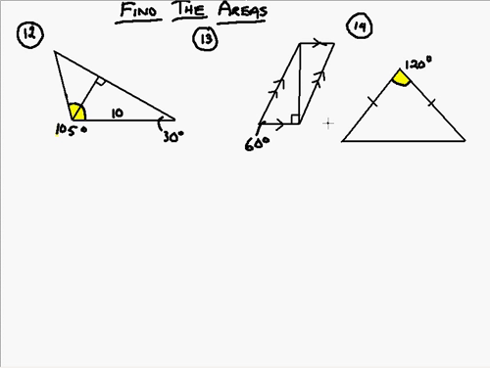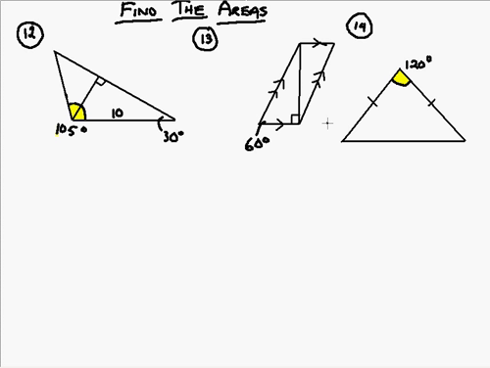The last three problems, we're supposed to find the areas of the figures. In each case, we'll be using the information that we know about 30-60-90 and 45-45-90 degree triangles in order to give us the necessary lengths to then compute the area.